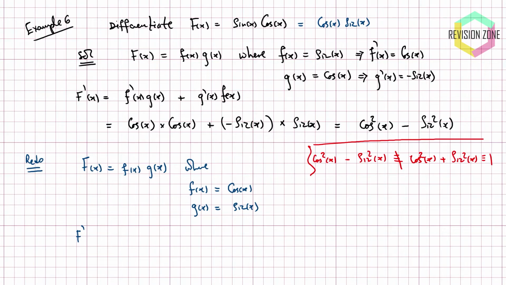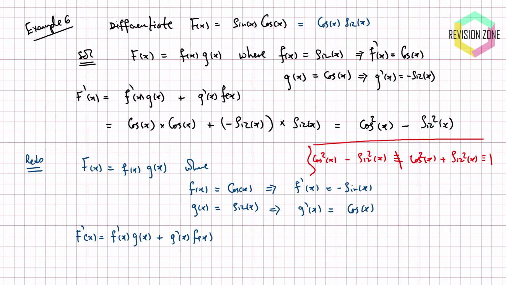So now in this case, again, the product rule is going to be exactly the same. So I'm going to have capital F prime is going to be f prime x g of x add g prime x f of x. So I just need to work out the derivative of my f and g again, but I know what they are. So the cosine differentiates to give me minus sine, right? And the sine differentiates to give me cosine.